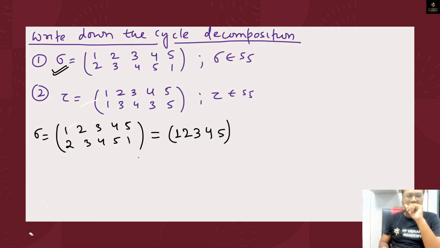Okay, so how many elements are there? 5. So this is nothing but a 5 cycle. And this 5 is nothing but the length of the cycle. So this is also known as a cycle of length 5.